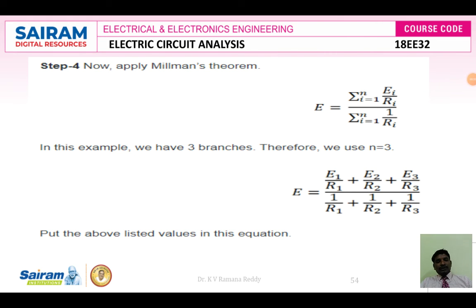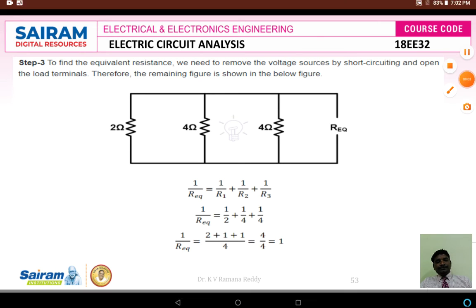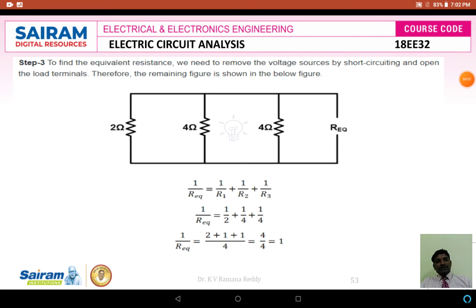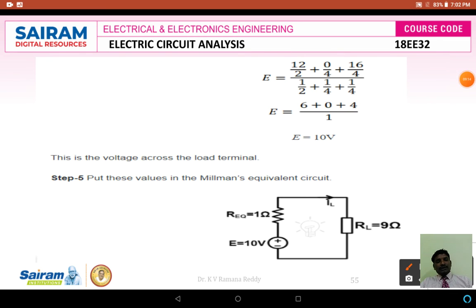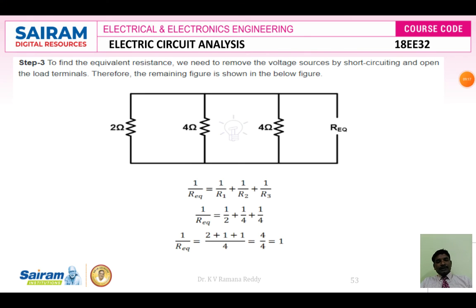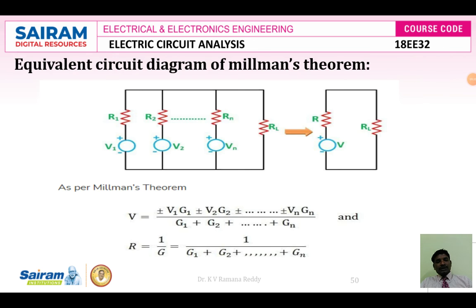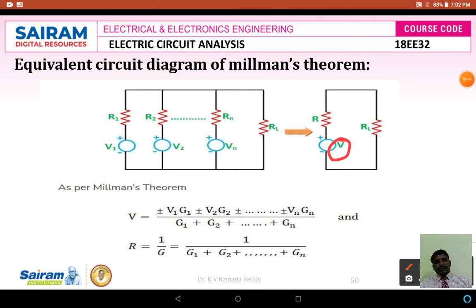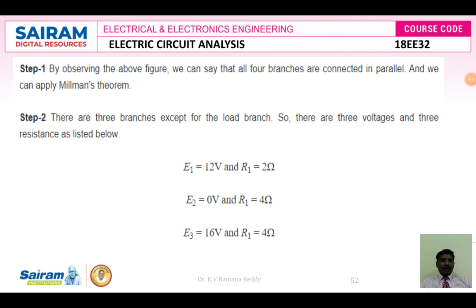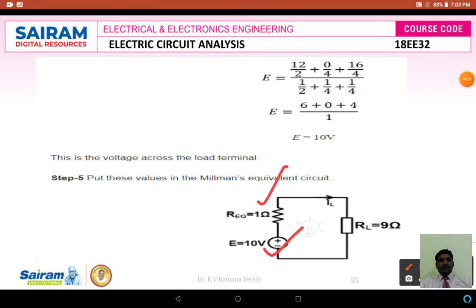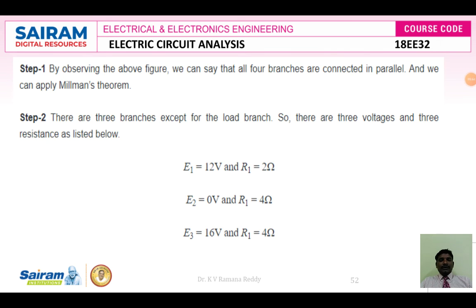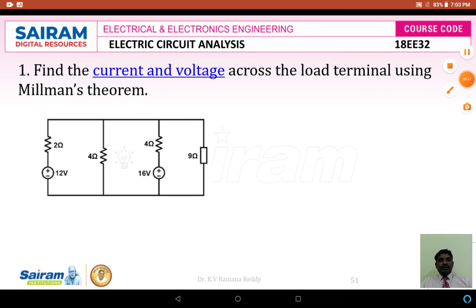and we have already calculated the overall R value, which is 1 ohm. Now substitute the overall values R equal to 1 ohm and E equal to 10 volts in Millman's equivalent circuit, which I already showed from the statement of Millman's theorem. In place of the E value, R value and RL value, I am substituting E as 10 volts, R equivalent as 1 ohm, and RL as 9 ohms, as given in the problem.